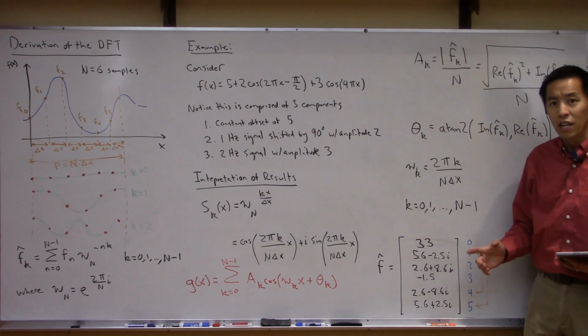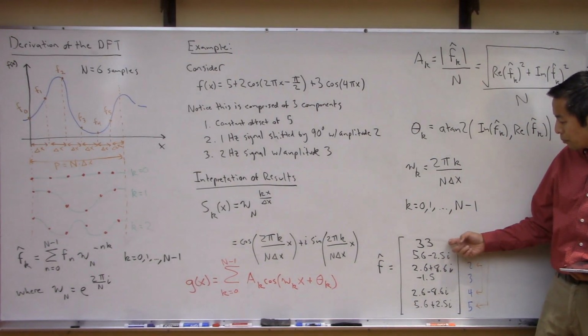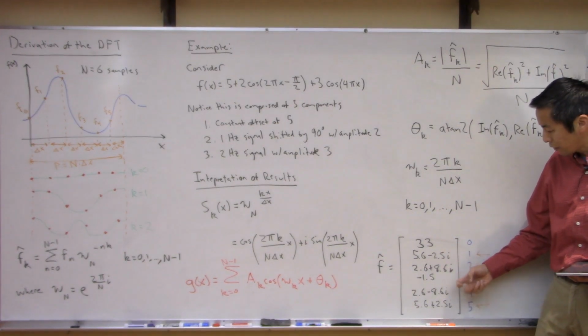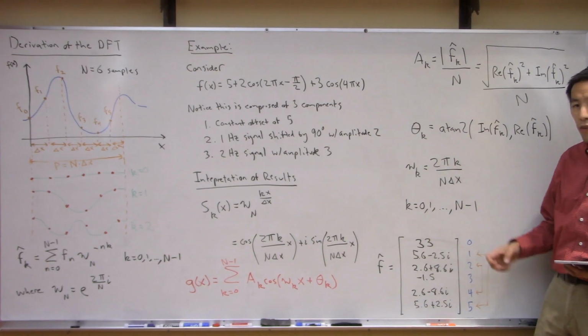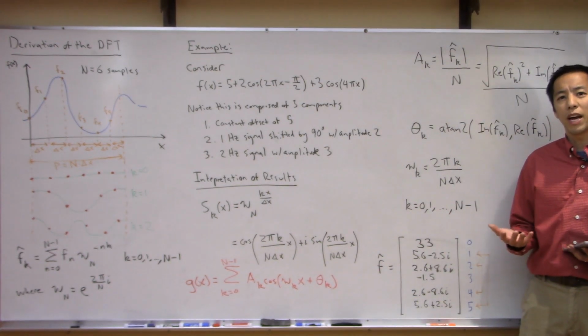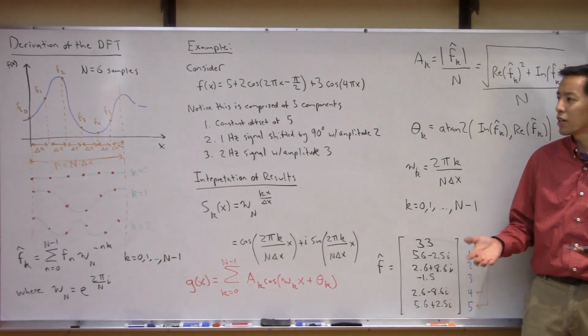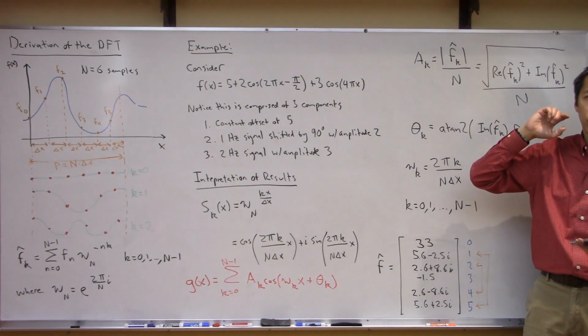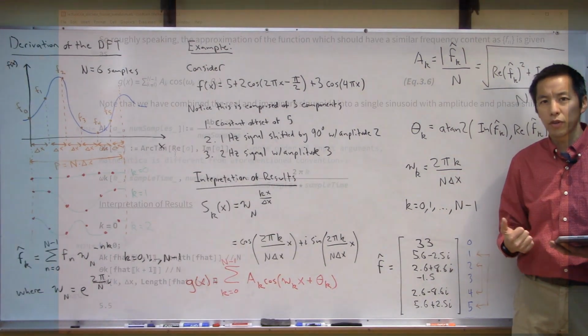So maybe what we should do is jump back over to the computer and compute the amplitudes of each one of these 6 complex numbers, compute the phase of it, and then we can even build up this composite function, and we'll see if it has similar properties and frequency content of the original function, okay? So yeah, let's jump back over to the computer.